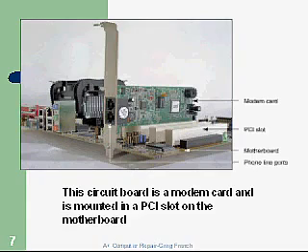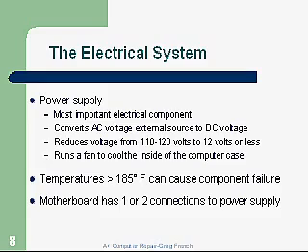Electrical systems, the power supply, the most important electrical component. Power supplies are very important today. We need large power supplies, 500 watts or higher, to support some of these newer computers. Power supplies convert the AC voltage, which is an external voltage, to DC voltage. DC voltage is what our CPU and our components need. It reduces the voltage from 110 to 120 volts down to 12 volts or less. Typically 12, 5, 3.3, and even less for the CPU.